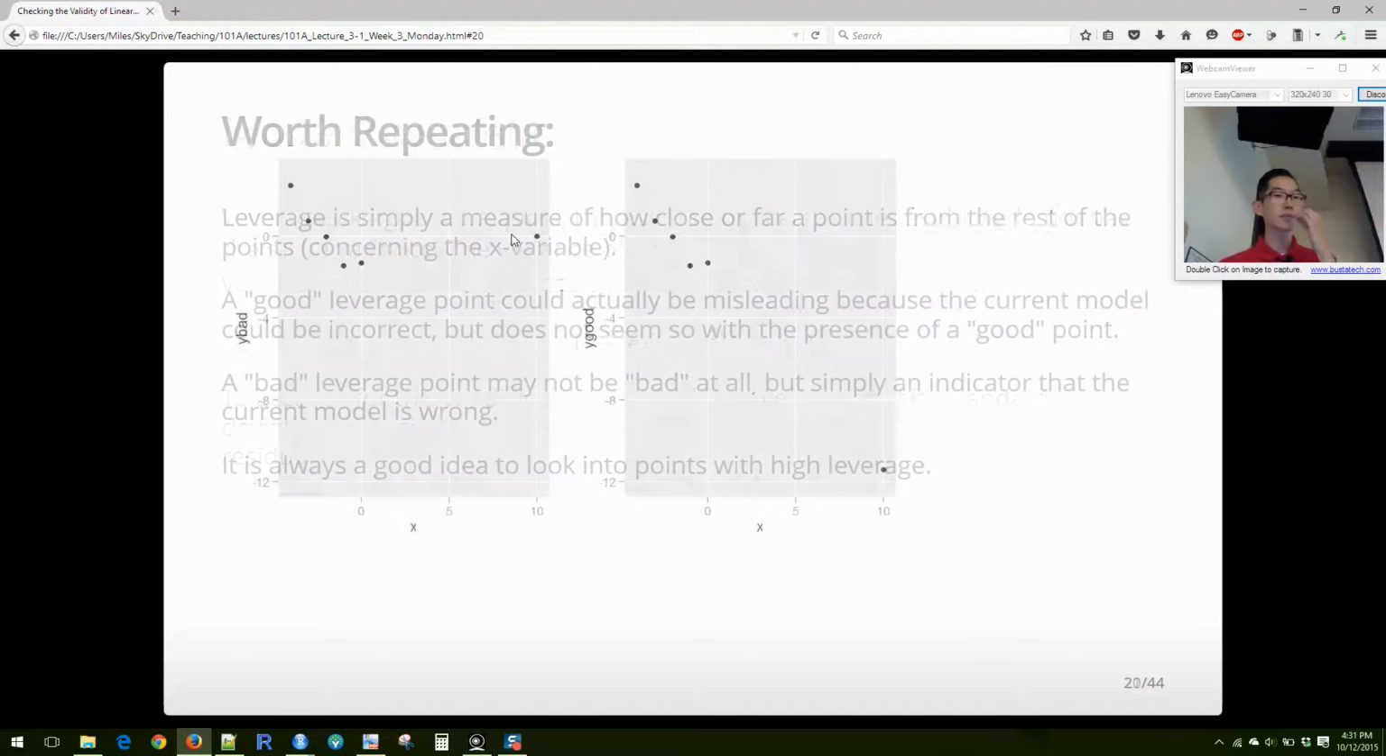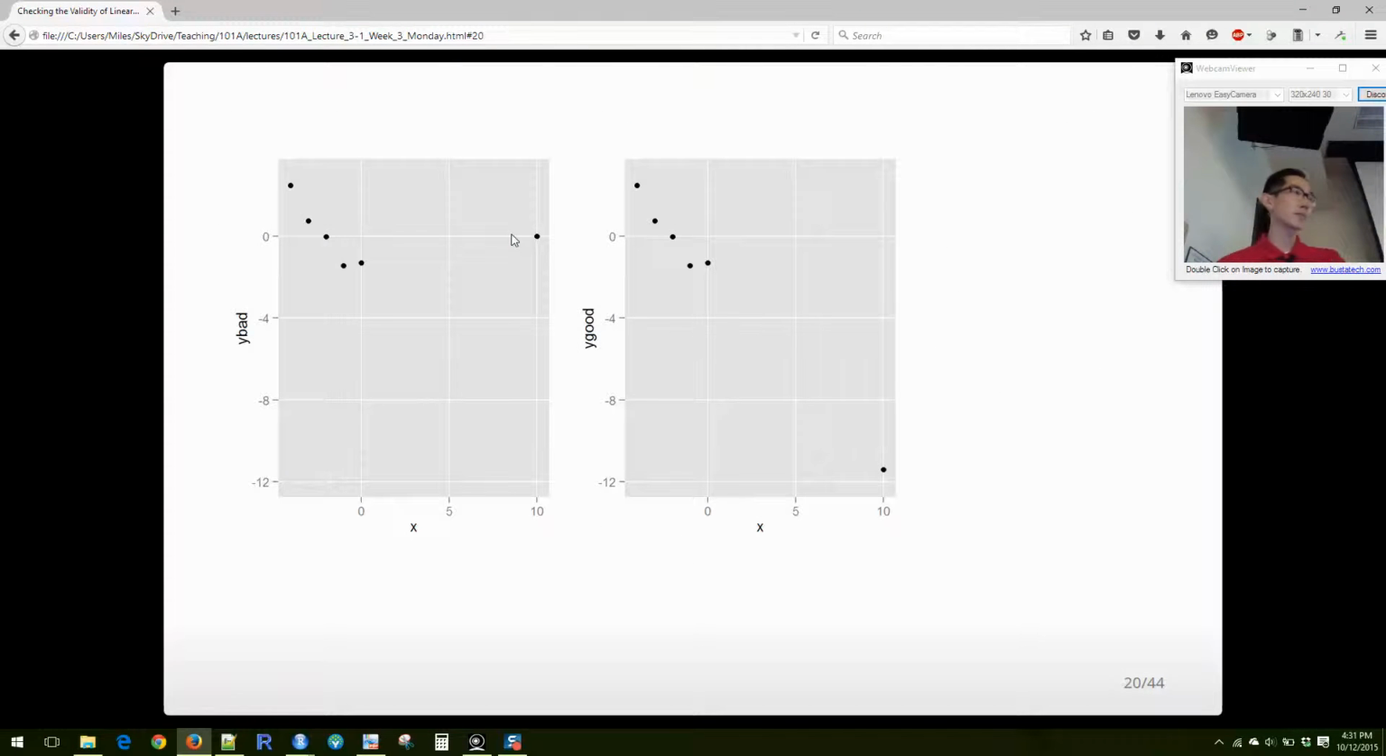Is leverage a way of looking at how much a point contributes to the validity of the linear model? I wouldn't say it contributes to the validity. It just kind of shows how much influence it has on the fitting of the model.